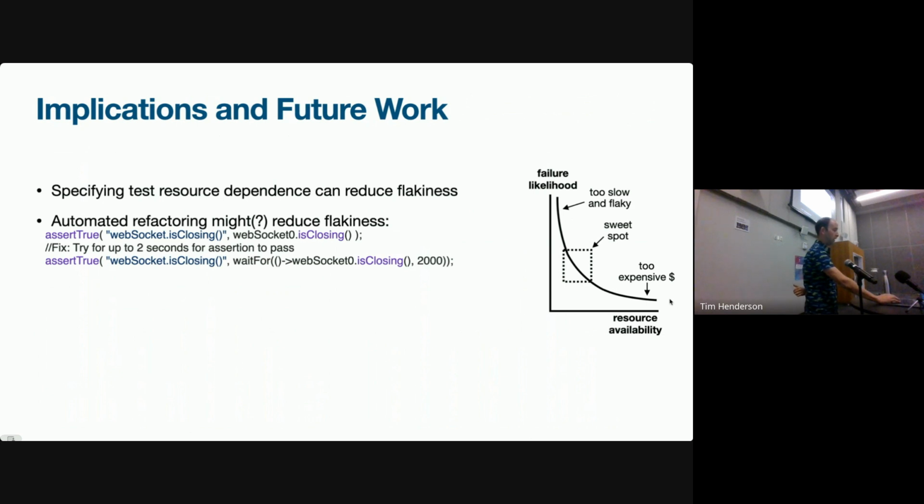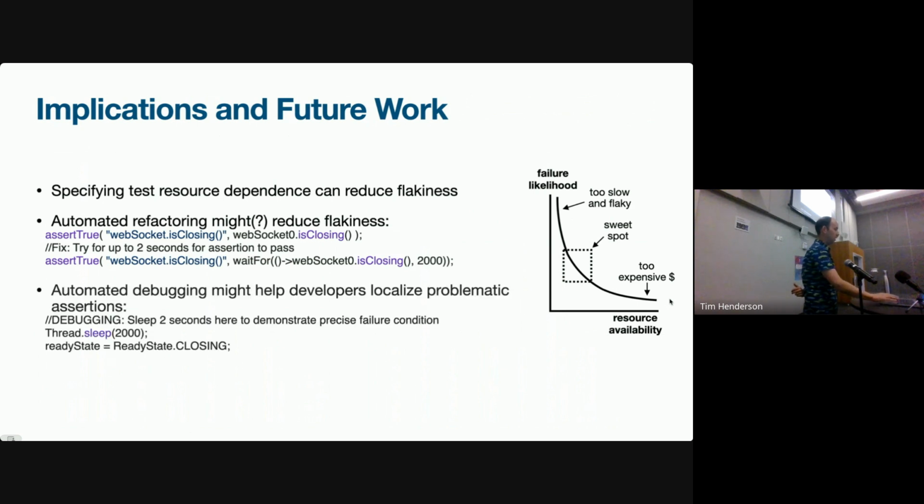So once we decide where these async wait flaky tests are and what their causes are, which you could maybe find using this kind of throttling approach and some delta debugging, we can automatically generate fixes and try to make that assertion pass.